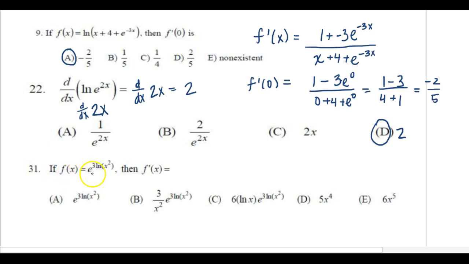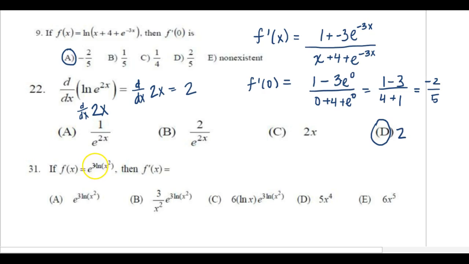If f of x equals e to the 3 times natural log of x squared, then what is f prime of x? So here, I have e to the 3 times natural log of x squared, and a lot of students end up canceling this e and canceling this natural log, and it doesn't work. So e and ln are absolutely inverses, and in order for us to do any type of canceling or use of the fact that they're inverses would require this 3 not be there anymore. So I cannot have this 3 in the way.